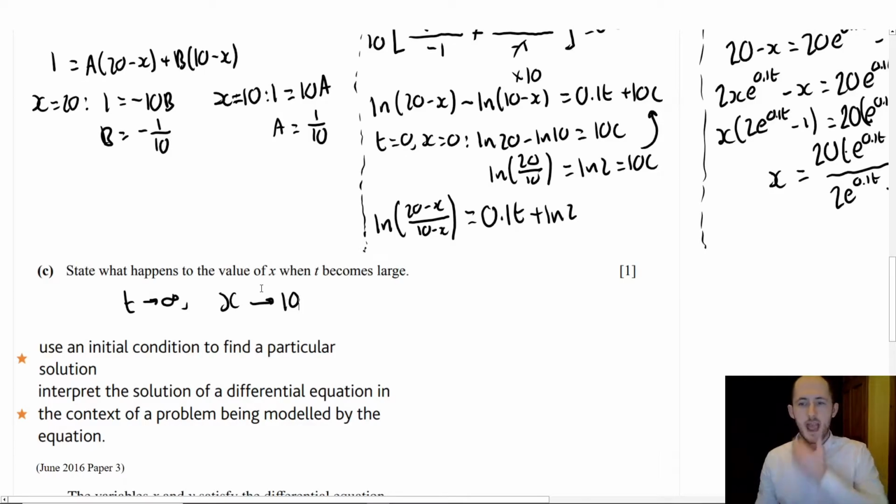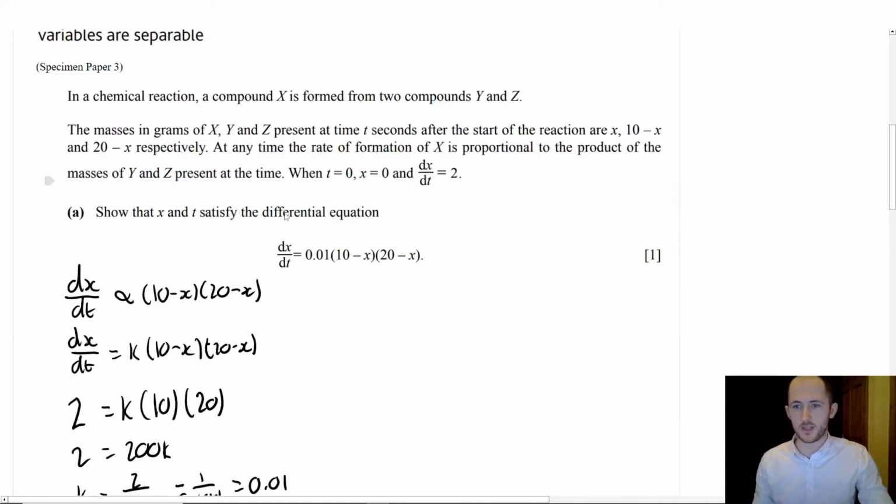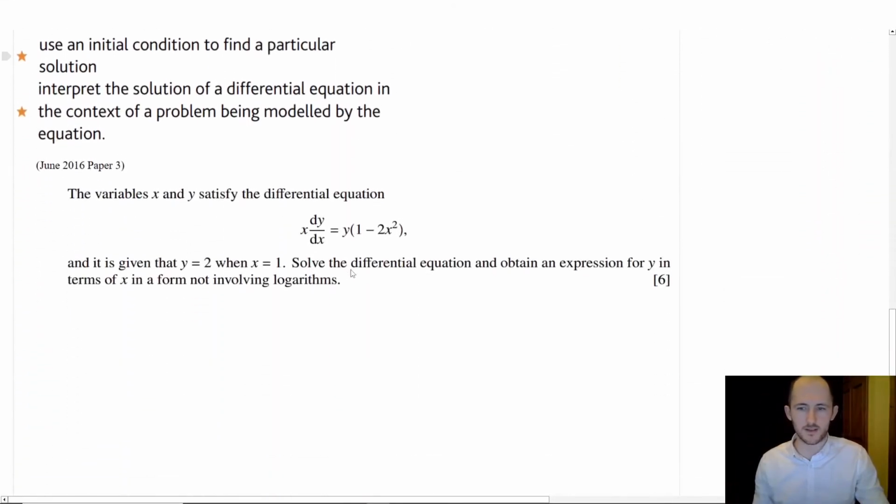Right, because what that means is as time continues to go on, x, which is the mass of some kind of compound, right, is going to approach 10. Okay, so that's basically the maximum amount of product they can ever form. That's all they're really asking you to do.